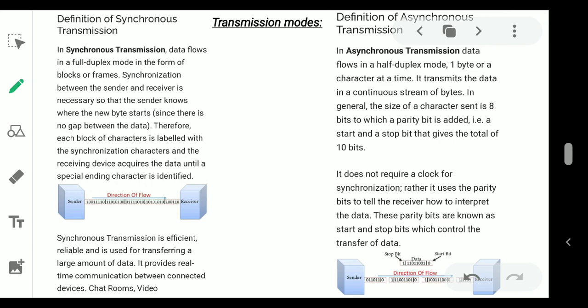Only after the sender and the receiver are synchronized. Suppose they agree that at 12 o'clock the data transmission will start. So whenever they get this notification, the sender will start giving the data and the receiver will receive the data, some sort of that.